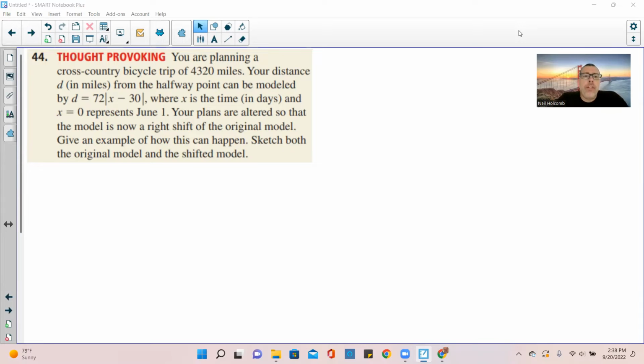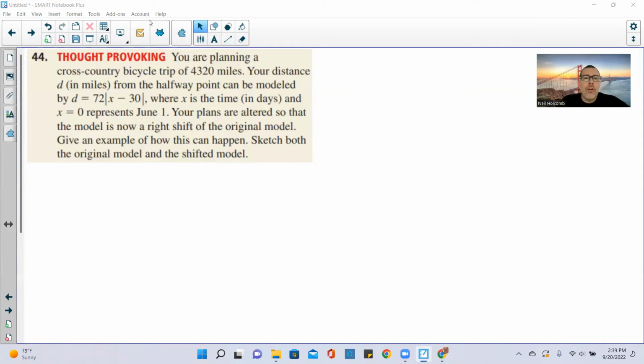You are planning a cross-country bicycle trip of 4,320 miles. Your distance d in miles from a halfway point can be modeled by d equals 72 times the absolute value of x minus 30, where x represents the time in days and x equals 0 represents June 1st. So that means we're going to start this bicycle trek June 1st. So if x is 1, x is 2, x is 3, we can determine how far we've gone and how far we are from the midpoint.